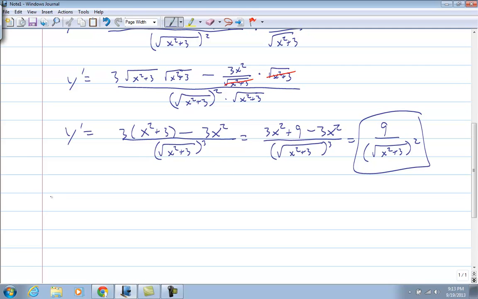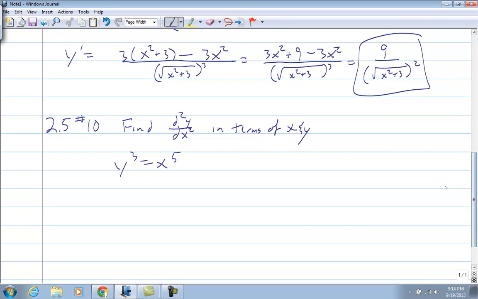Okay, the second one was 2.5, number 10. It asks us to find the second derivative of y with respect to x in terms of x and y for y cubed equals x to the 5th. So we'll take the derivative with respect to x of y cubed equals the derivative with respect to x of x to the 5th.